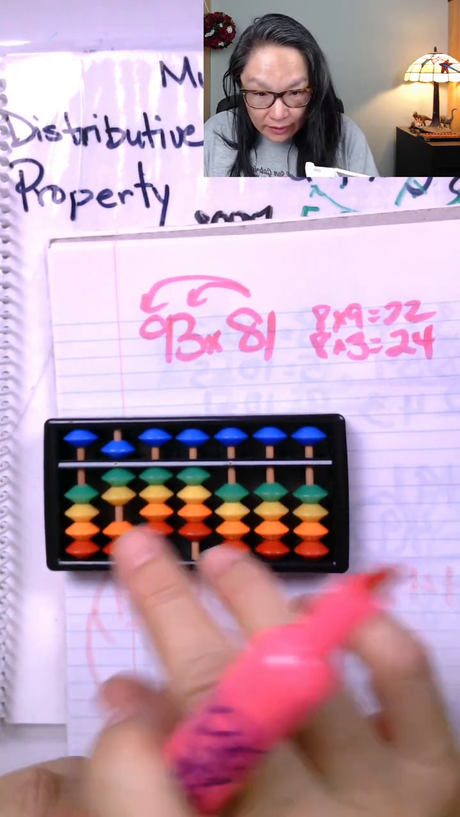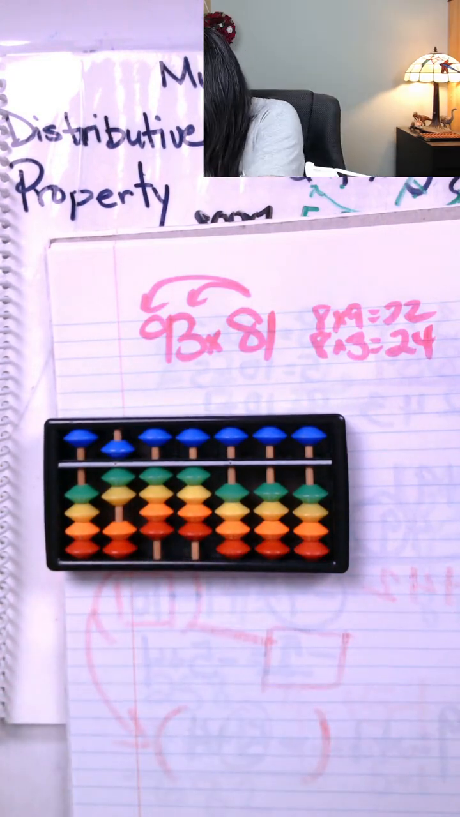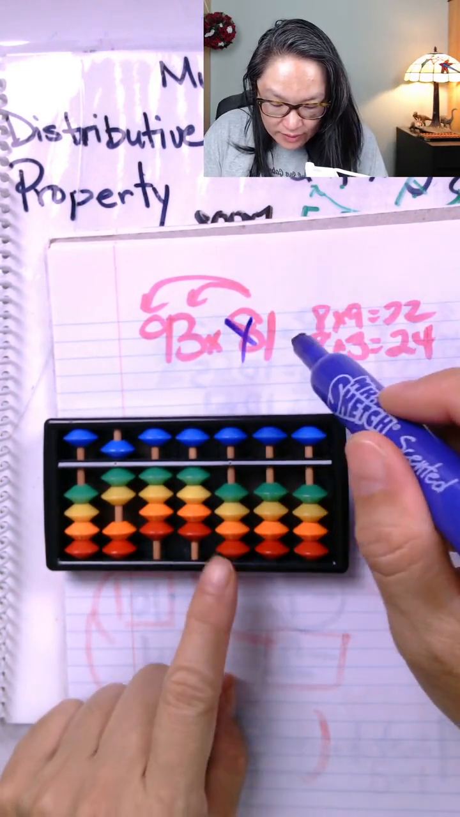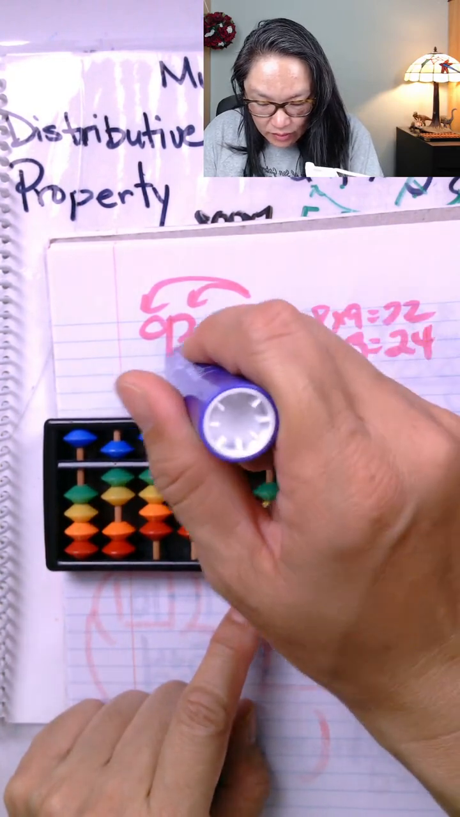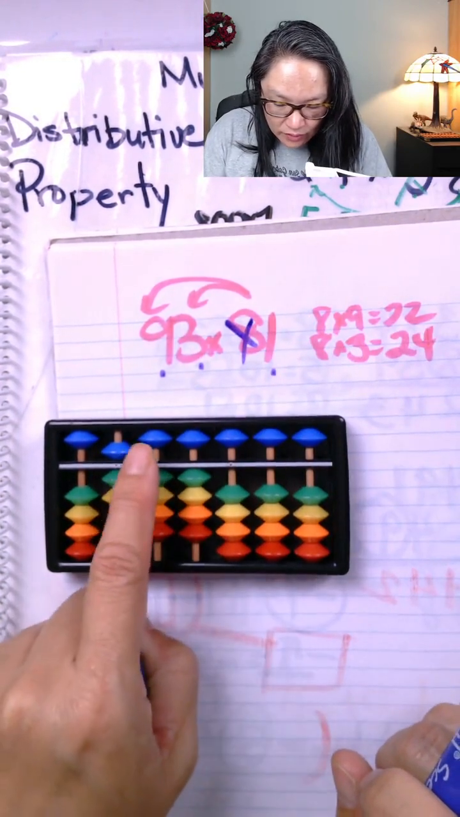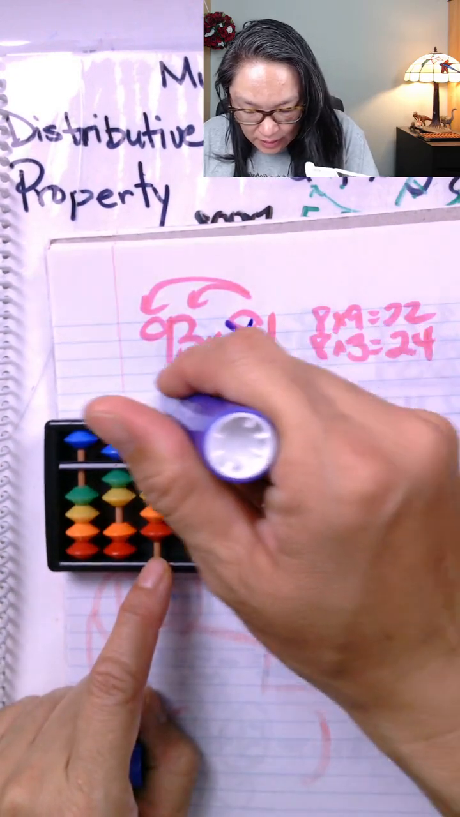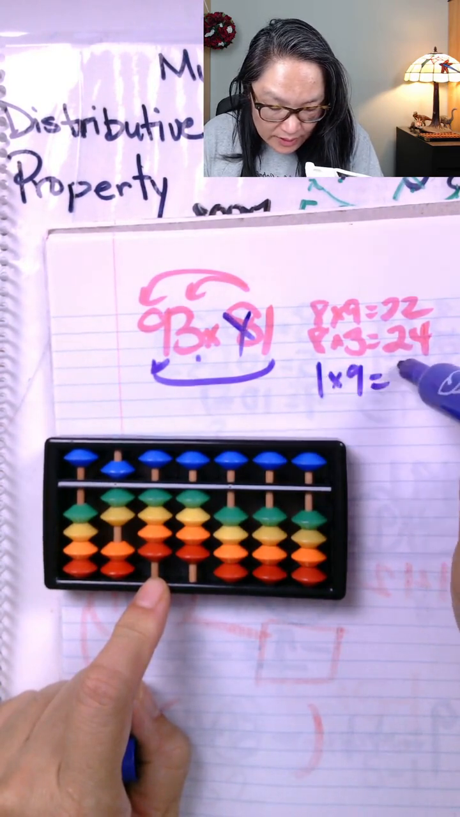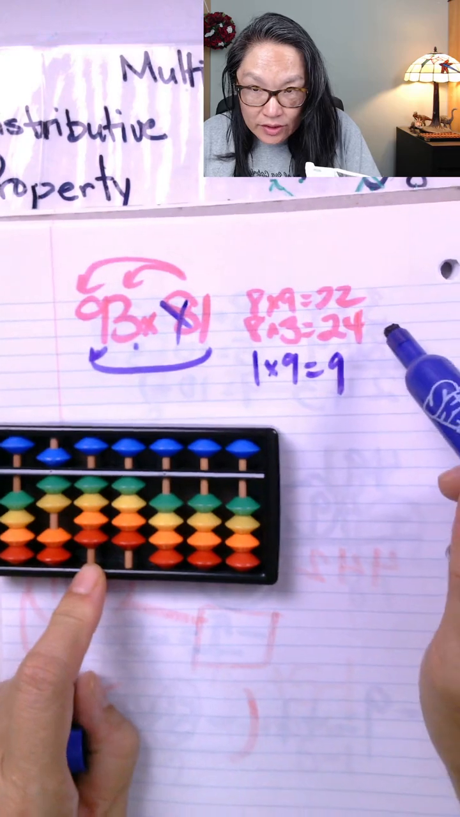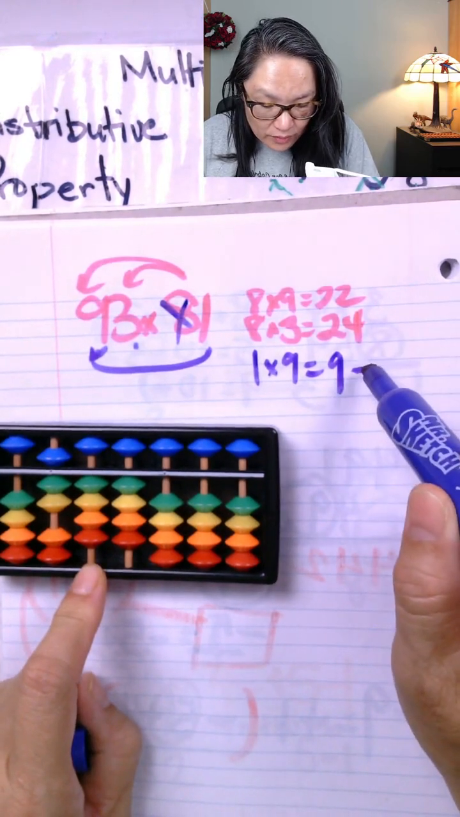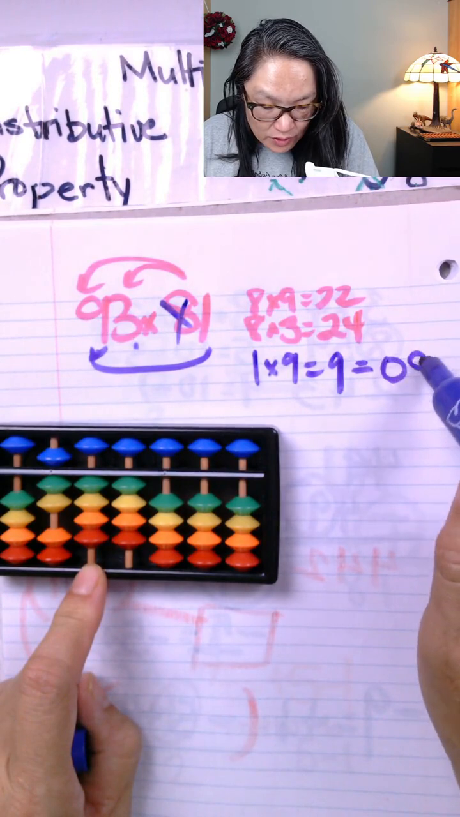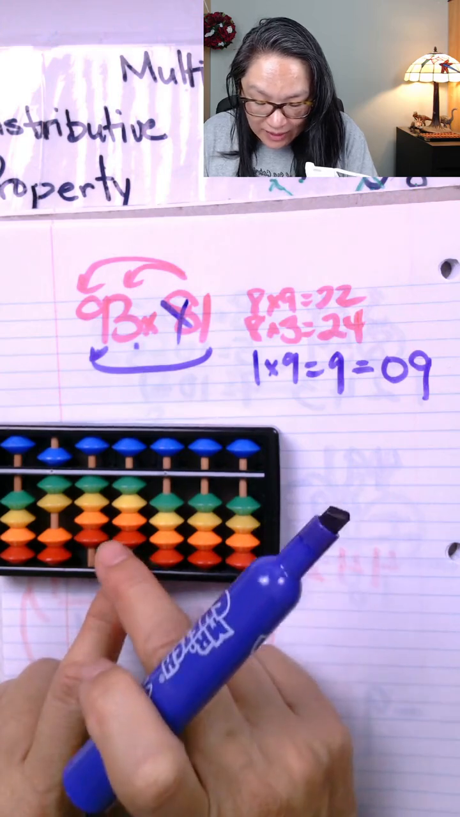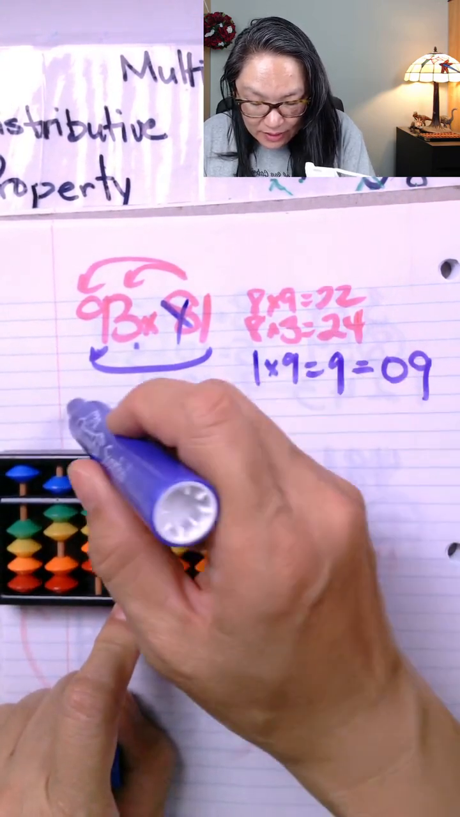Okay, now it gets a little hairy. Why? Because we're done with the 8, and now we got to count. 1, 2, 3. We're here. 1 times 9 is 9. 9 is a single digit, so what do we do? We go back one column, or we can look at it as a 2-digit, 0, 9. We're going to add the 9.